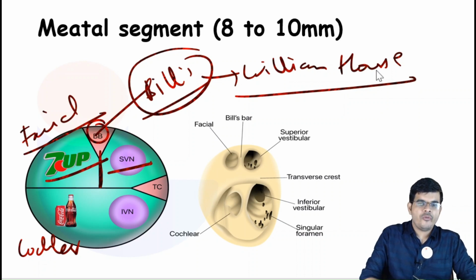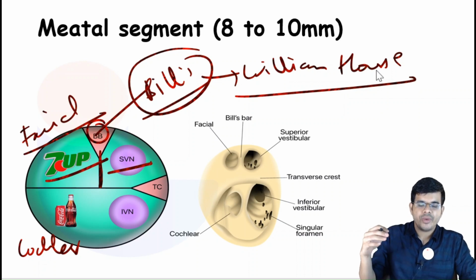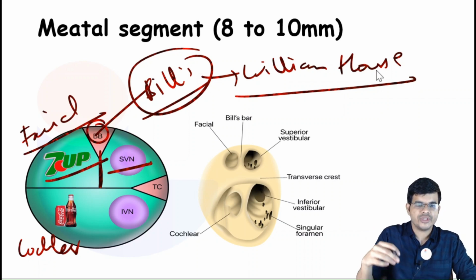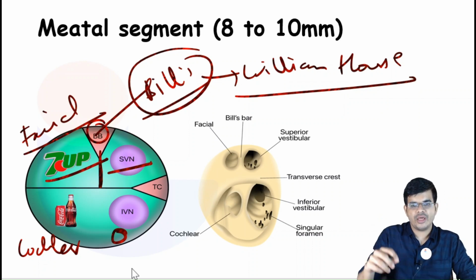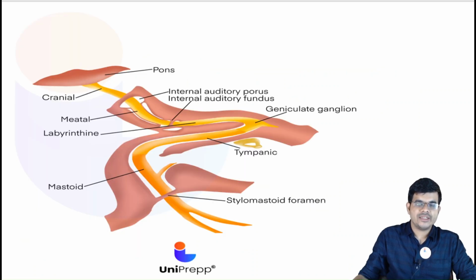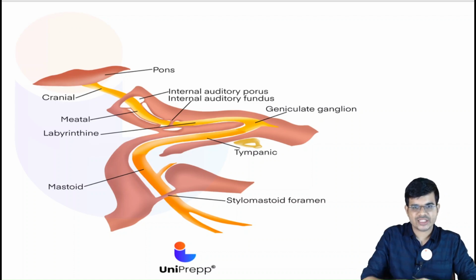Okay, so we have the superior vestibular nerve superiorly and the inferior vestibular nerve inferiorly, along with the singular nerve, which is a branch of the inferior vestibular nerve that supplies the posterior semicircular canal. So that's about the meatal segment. What is the next segment you have? From the meatal segment, it goes on to a segment which is the narrowest as well as the shortest segment of the facial nerve, and that is what is called the labyrinthine segment.